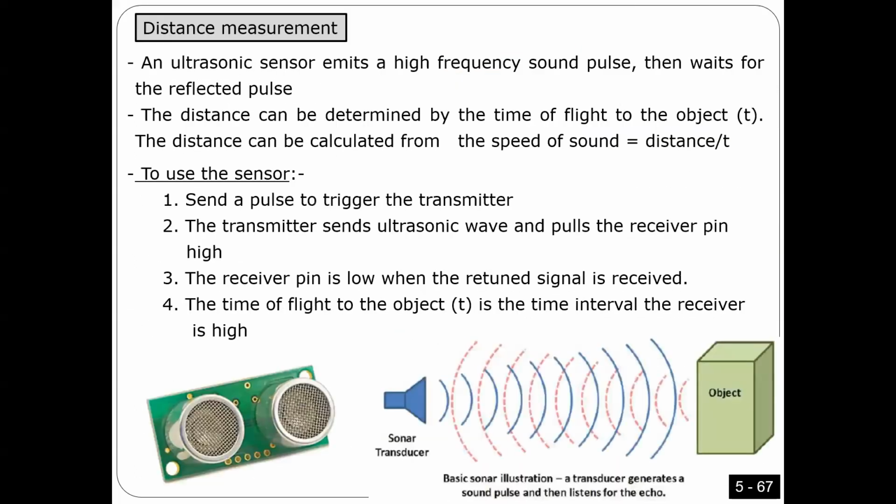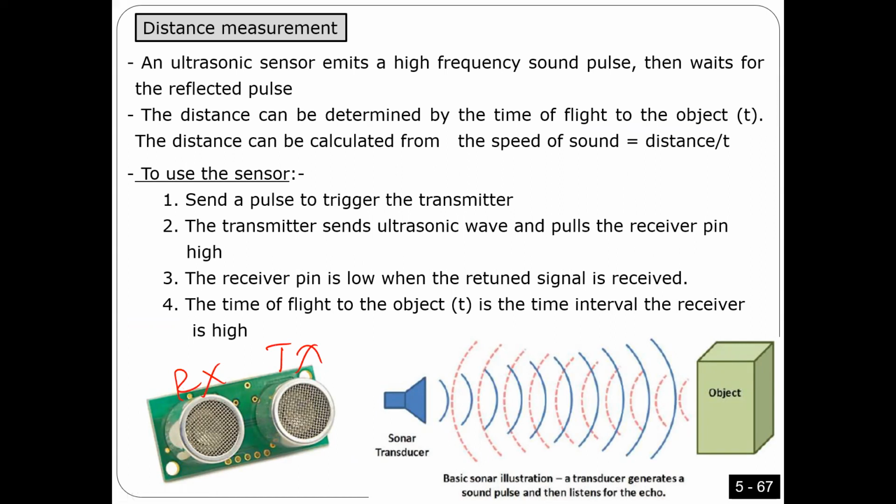Here there is a sensor we call the ultrasonic sensor. As you see here, guys, this is the ultrasonic sensor. This sensor has two parts: one is the transmitter and the other one is the receiver. This sensor is used in robots.